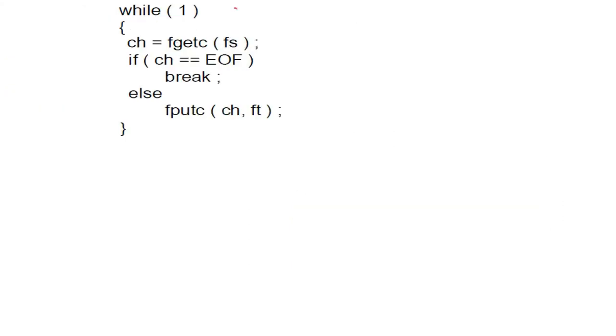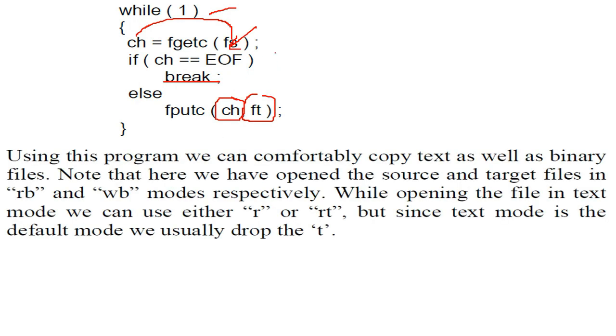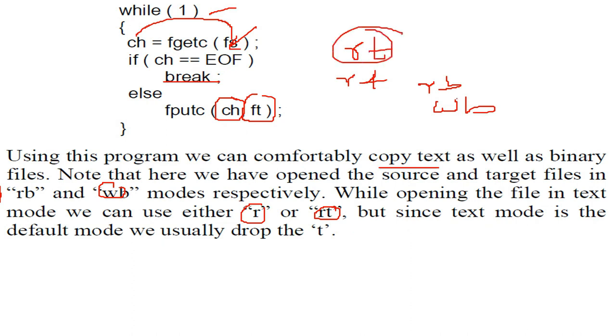Now with an infinite loop, we take one by one, and if end of file is reached, we come out. Otherwise, we take all the characters coming from the source and transfer them to the target. If we use this kind of program, we can easily copy the text as well as the binary file, because we are using rb and wb. These are the modes in which we open the file for reading and writing. While using text mode, we can use r or rt. Actually, we use only r. We never use rt because we drop this t. rt is for text mode, rb is for binary mode.